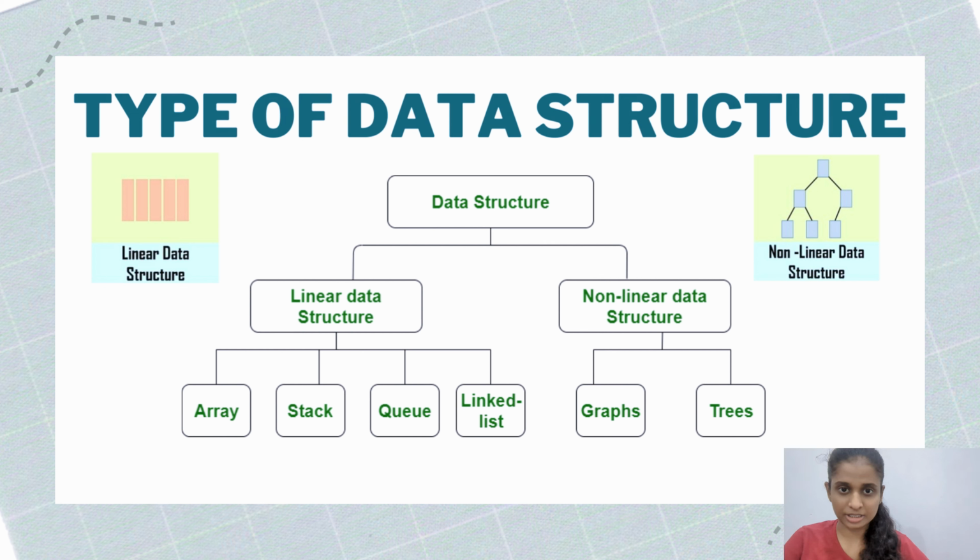Nonlinear data structure. This structure mainly represents data with a hierarchical relationship between different elements. For example, trees and graphs. It arranges the data in a sorted order and there exists a relationship between the data elements.